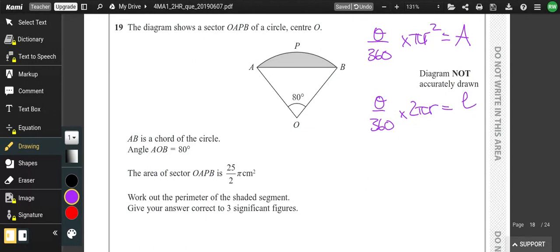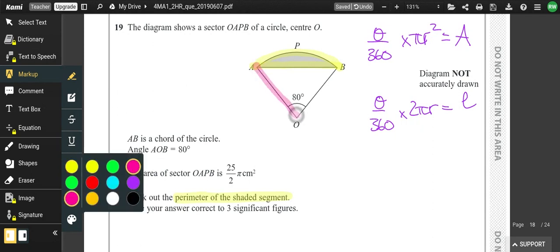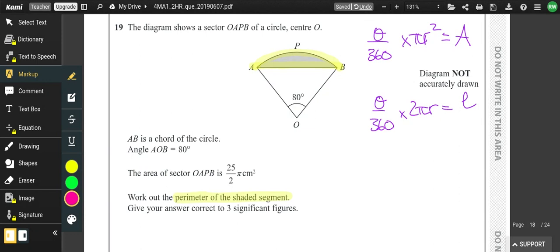And this question tripped quite a lot of us up because it wants the perimeter of the shaded segment, which they've never asked before. So the perimeter of the shaded segment is APB and AB. And most of us did the usual, if I do it in pink, that, and this. Okay, so that was not what the question was asking, unfortunately, so we lost some marks there.